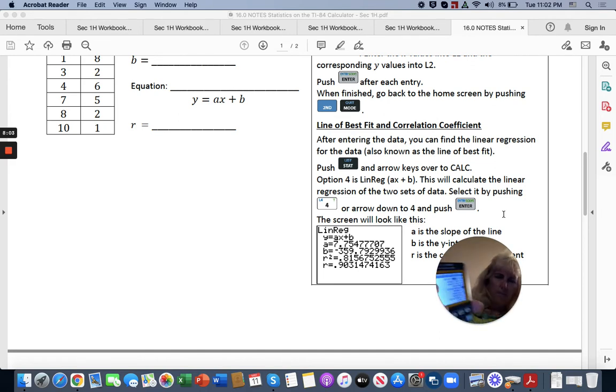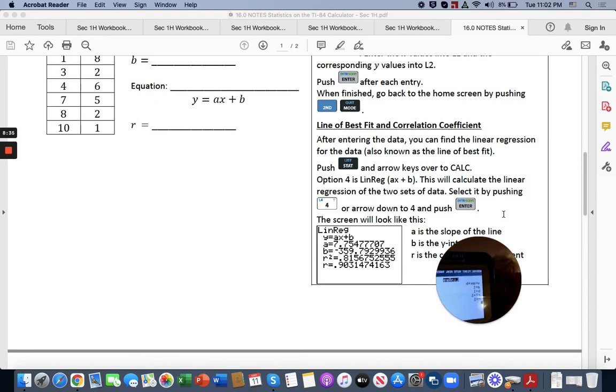And we select it by either scrolling down to 4, just arrow down, or put the number 4. Now we push enter. And we have the X list is L1, Y list is L2. That's correct. I don't think we need to do anything else. We just scroll down to calculate, and it's going to calculate Y equals AX plus B.